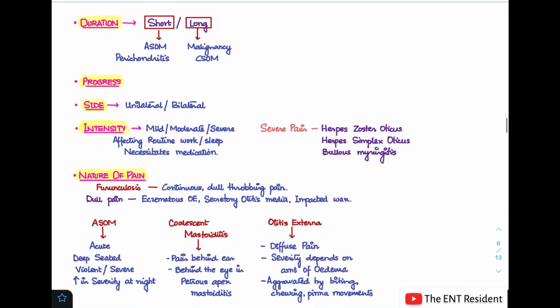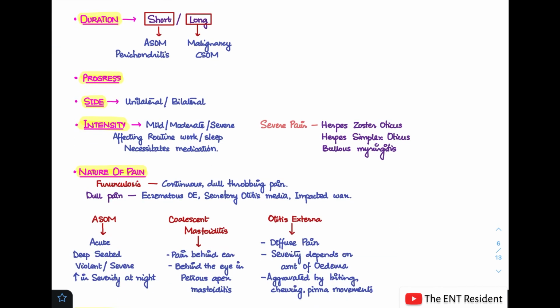Next is intensity of the pain. Is it mild, moderate or severe in intensity, whether it is affecting routine work and sleep, whether it necessitates the use of medication. Severe pain is commonly seen in herpes zoster oticus, herpes simplex oticus, bullous myringitis.